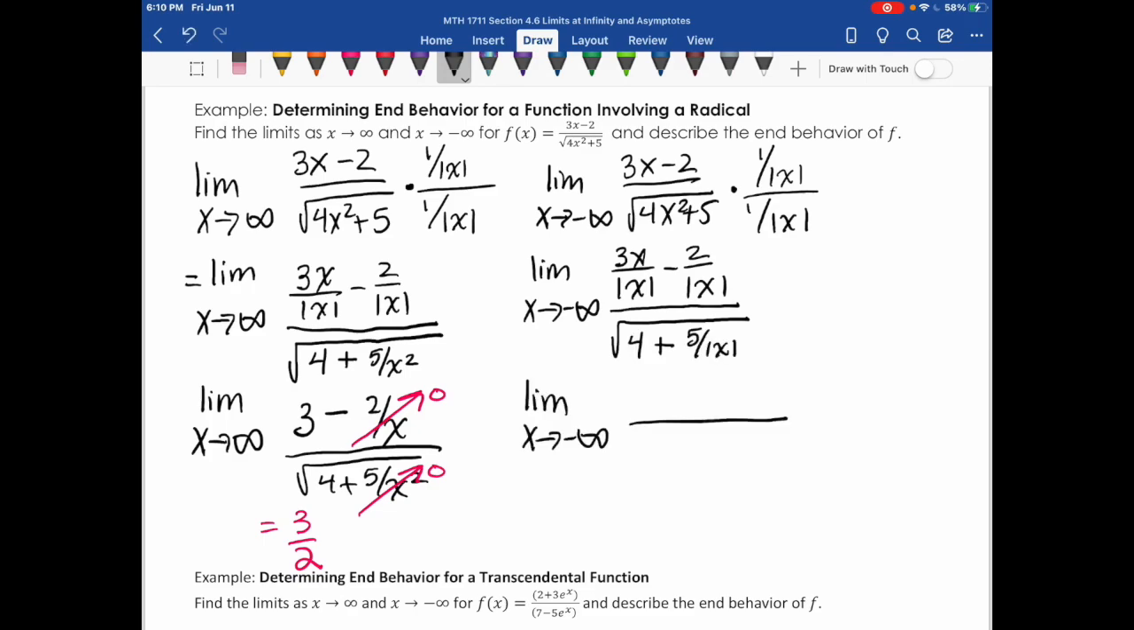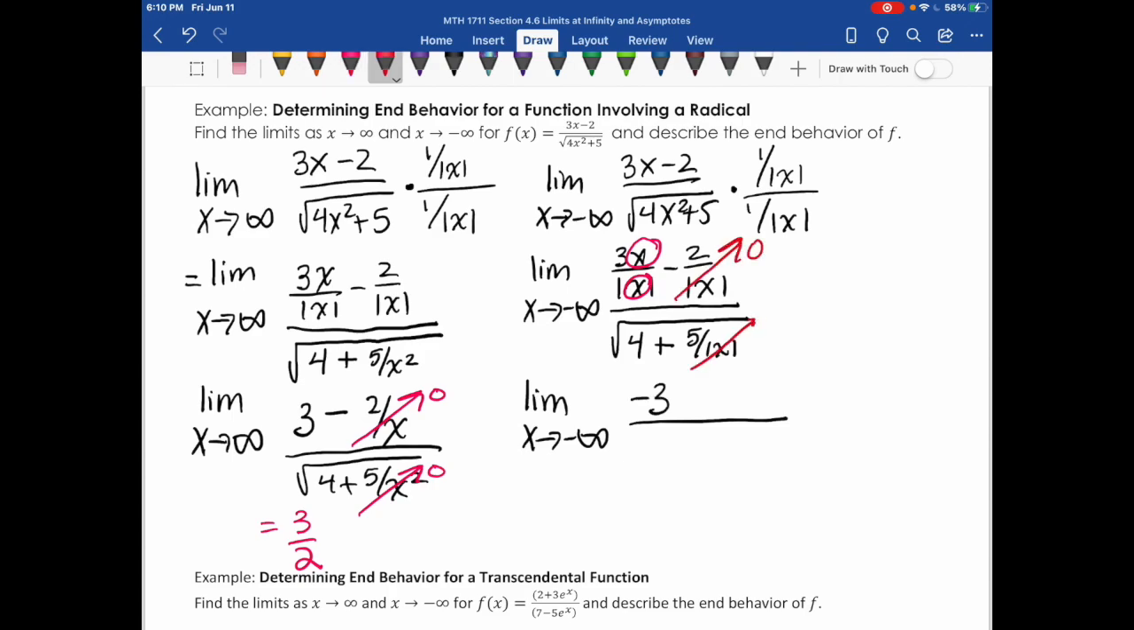Now when I think about plugging in numbers that are really, really big but in the negative direction, I'm going to be plugging negative numbers. So if I plug in a negative value here and then a negative value here, when I take the absolute value in the denominator, that becomes positive, and then I end up with a negative over positive, so I'll end up with a -3.